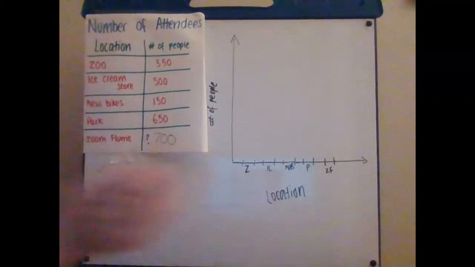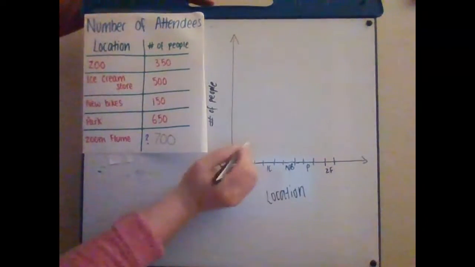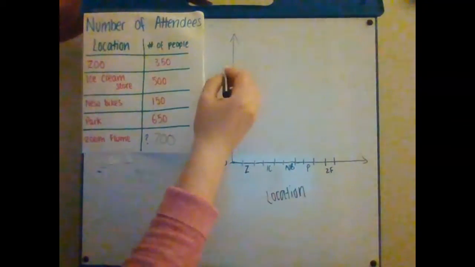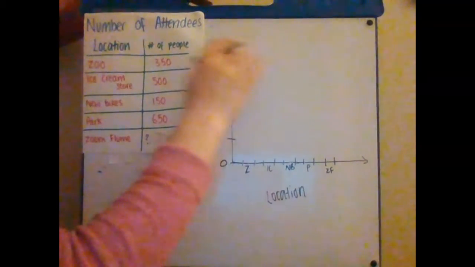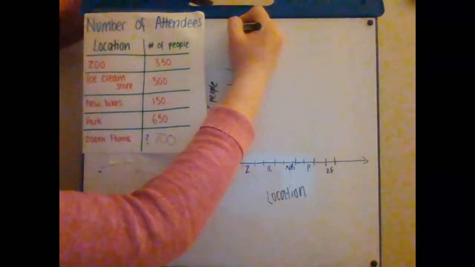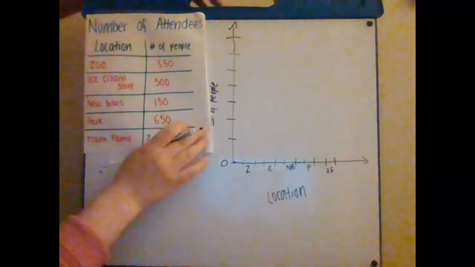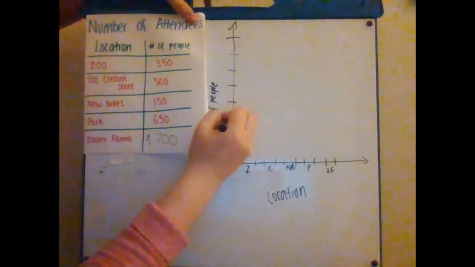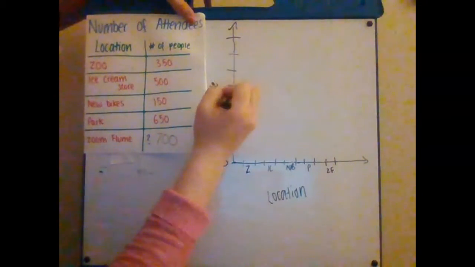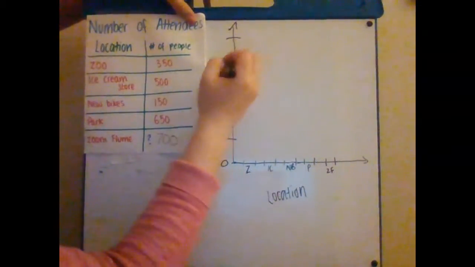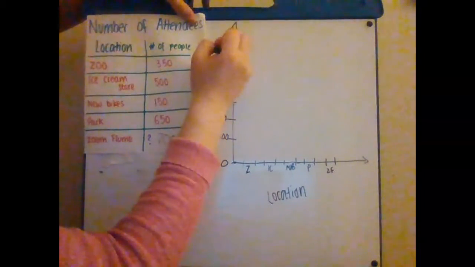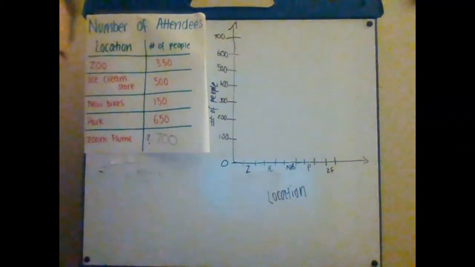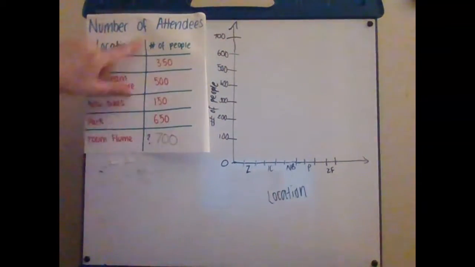Okay, so if I start down here at 0 and I do 100, 200, 300, 400, 500, 600, I'm going to add on to here, 700. Okay, now I need to start labeling them. 100, 200, 300, 400, 500, 600, 700.